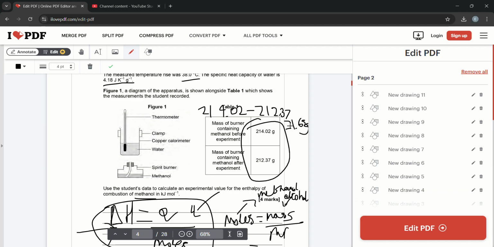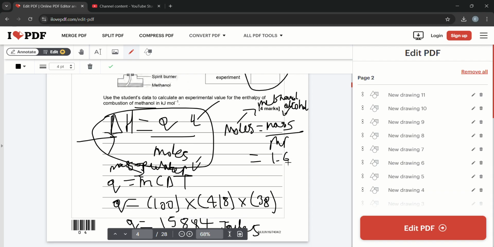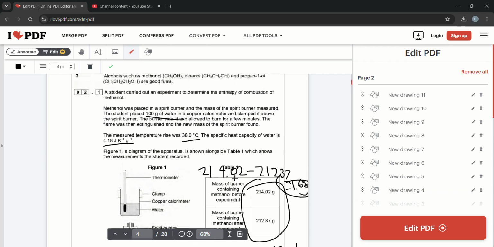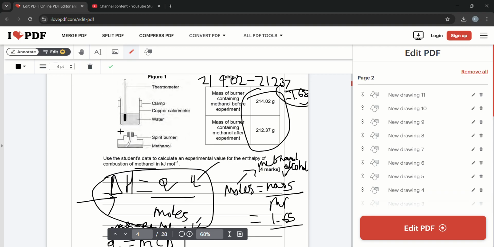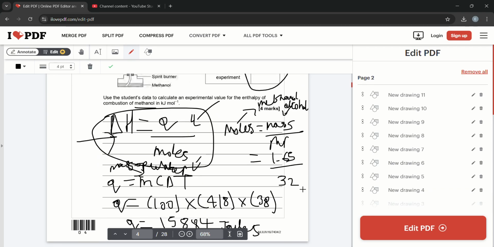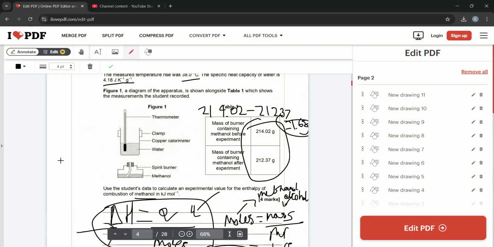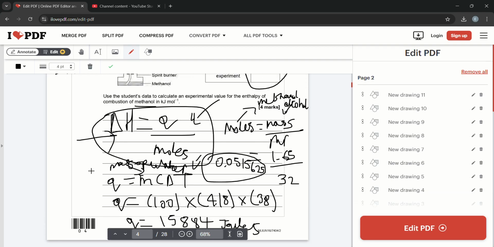And now I'm getting there. So now the moles is going to be 1.65 divided by the Mr of methanol. Well, it gives us that as methanol, so it's just going to be 12 plus 3, which is 15, plus 16 plus 1, which will give me 32. So divided by 32, I get the moles as 0.051565.